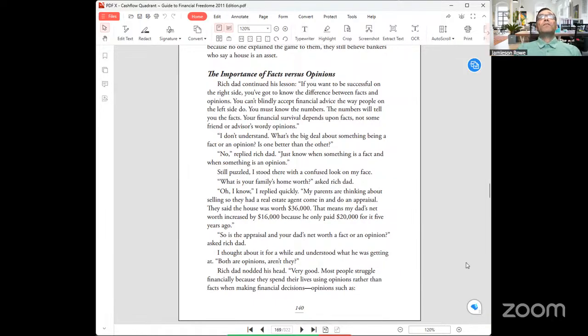The importance of facts versus opinions. Rich Dad continued his lesson. If you want to be successful on the right side, you've got to know the difference between the facts and opinions. You can't blindly accept financial advice the way people on the left side do. You must know the numbers. The numbers will tell you facts. Your financial survival depends upon facts, not some friend or advisor's worldly opinions.